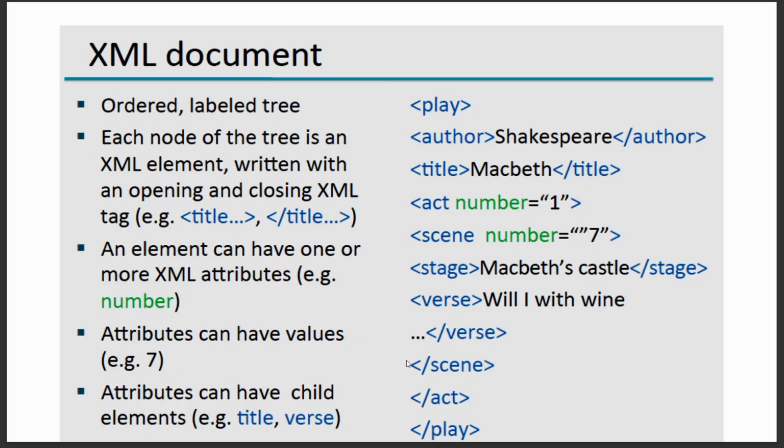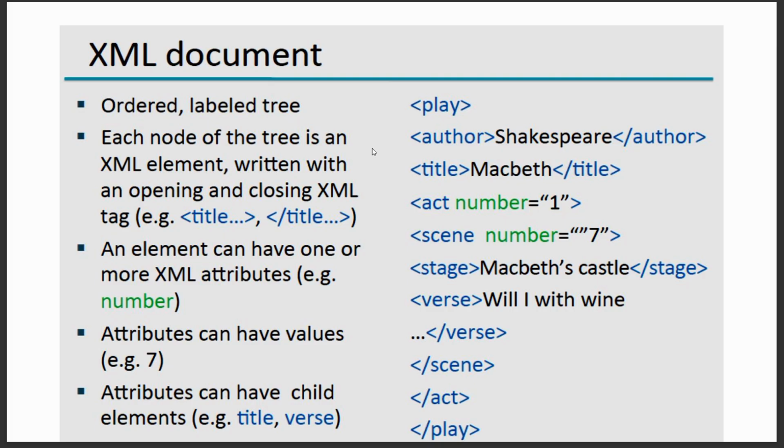Now this is how your XML document is going to look. Here you are able to see play, author, Shakespeare, and all those things. If you are looking at this document, play, author, title, act, these will all be the nodes. An element can have one or more XML attributes. An XML document is basically an ordered labeled tree document.